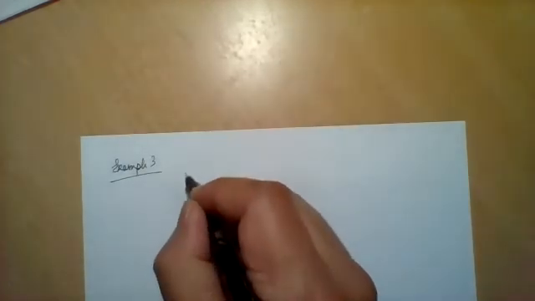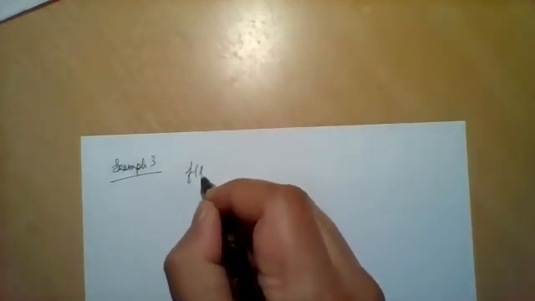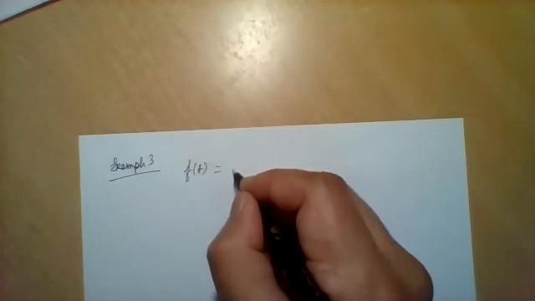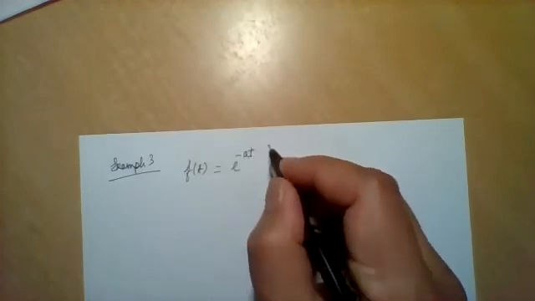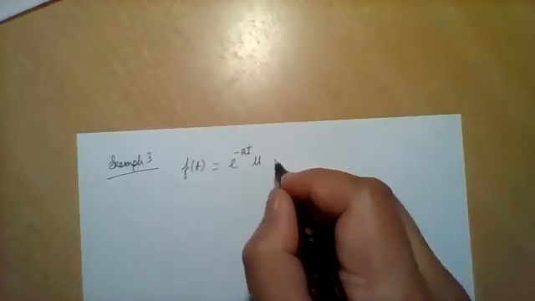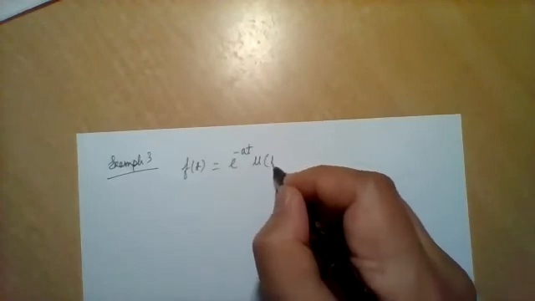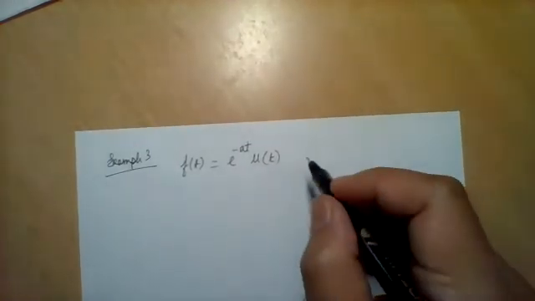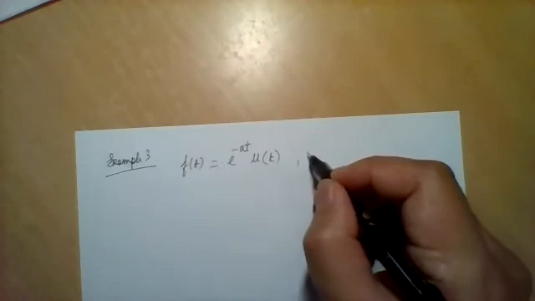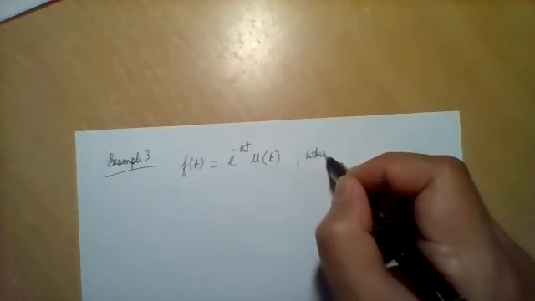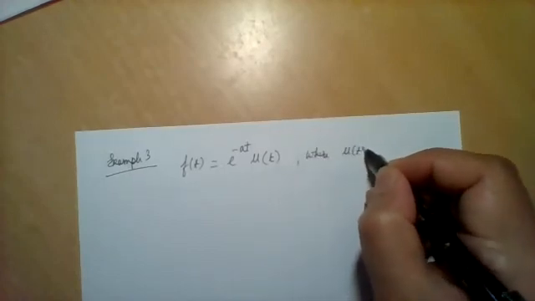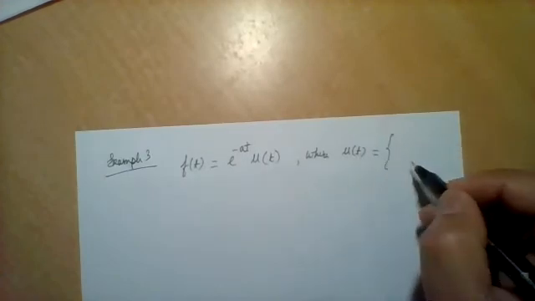Example number 3. Find the Fourier transform of the function f of t is equal to e to the power minus at u of t. And what is u of t? u of t is the unit step function.